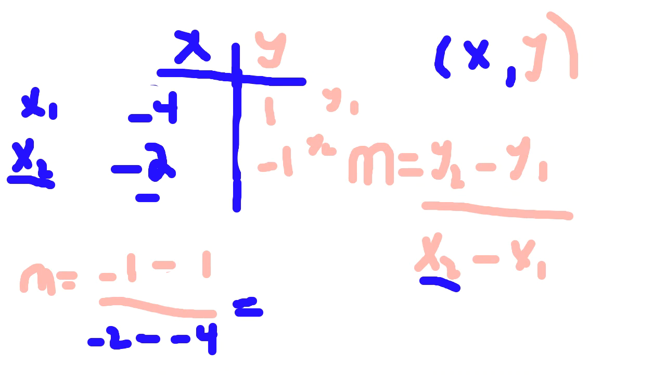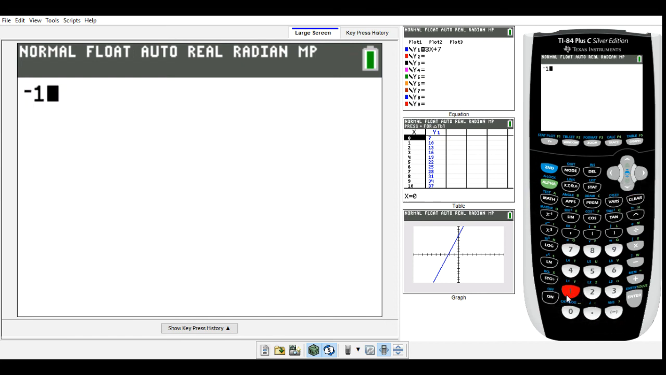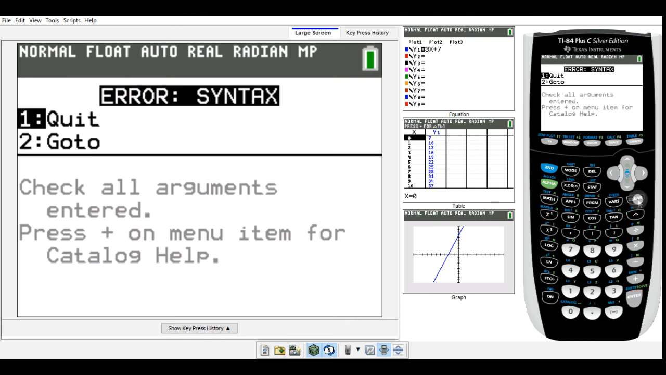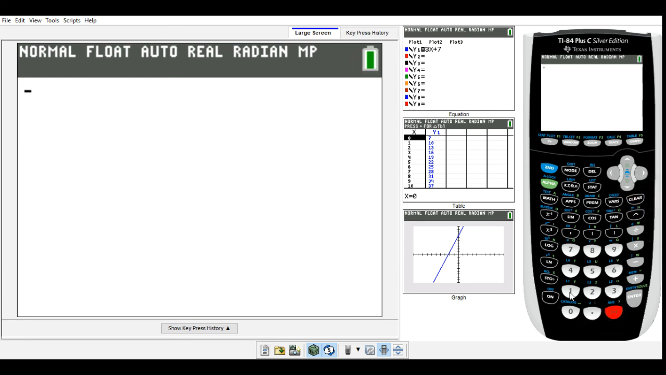So what is negative 1 minus 1? Alright, go to your calculator. So negative 1, here's the negative sign on the bottom right. Negative 1 minus 1. Alright, hold up, I typed that in wrong. Yep, I see what I did. Okay, so negative 1 minus 1. Alright, you should get negative 2.